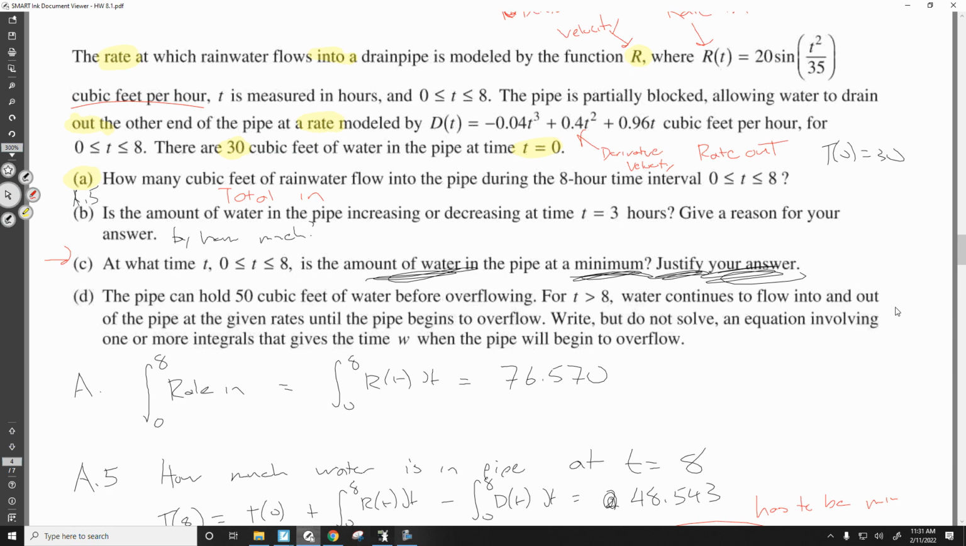of R, and you get 20 cos T squared over 35 times 2T over 35, chain rule, and D, negative 0.12 T squared plus 0.8T plus 0.96. Plug in 3 into that and plug in 3 into that. Subtract them, yeah, you get the same answer. Okay?